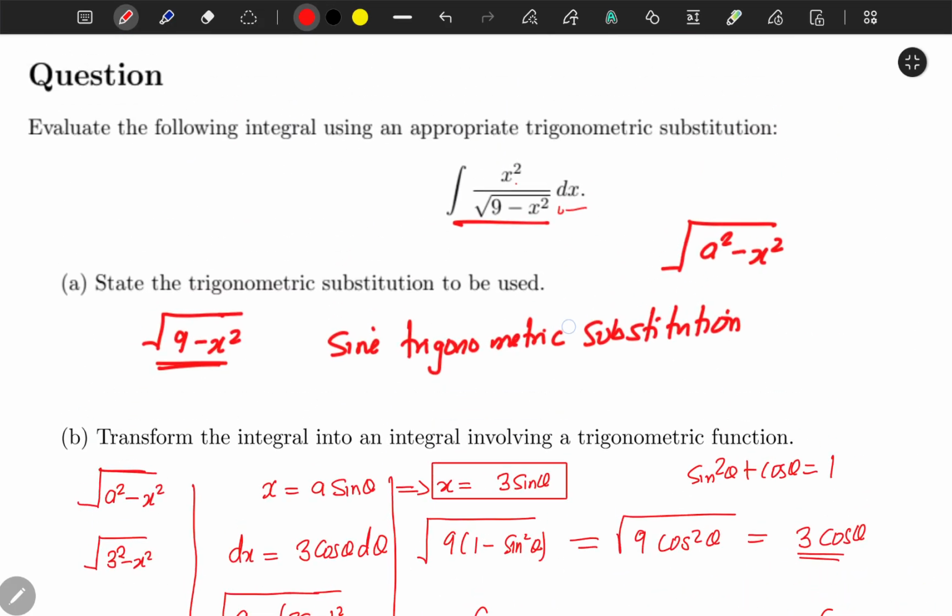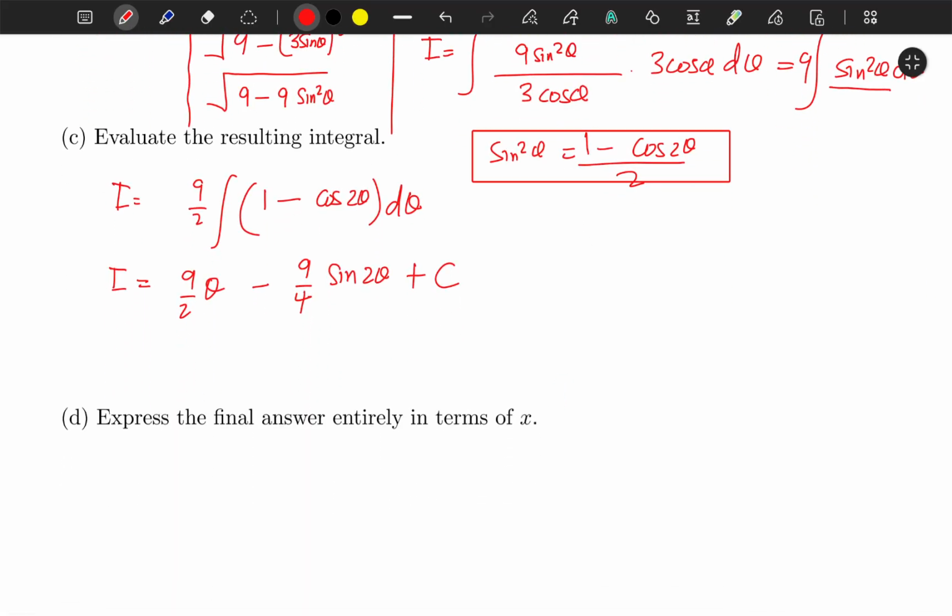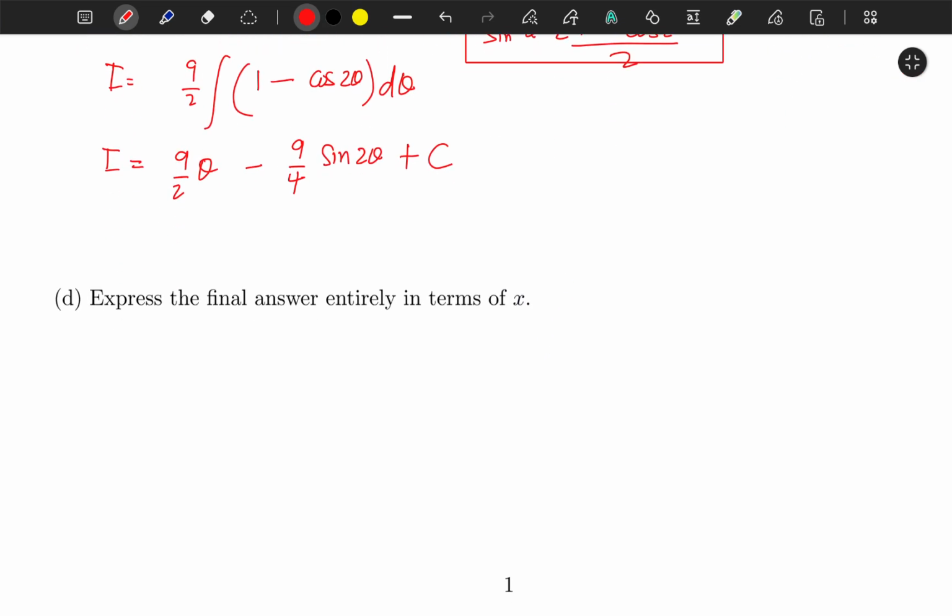But remember that our question was actually in terms of x. So how do we take it back in terms of x? They are saying express the final answer entirely in terms of x. So we know that x is actually 3 sine theta, meaning sine theta is equal to what? If I divide by 3 here, it will be x over 3.